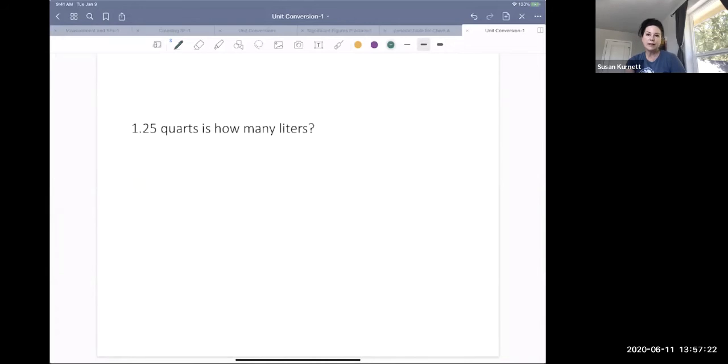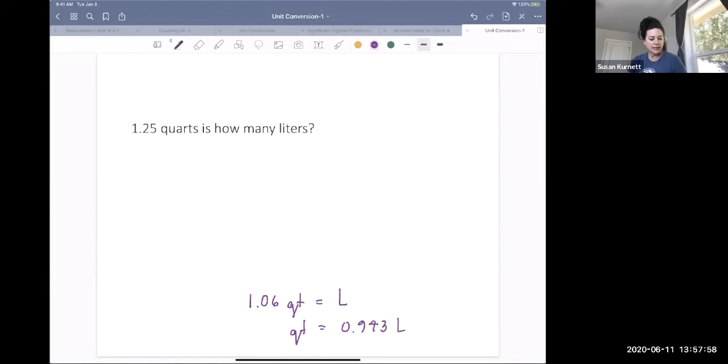Okay. So this one is quarts to liters, and those are both volumes. And we need something to get us from quarts to liters. So I have memorized, or it's on that page that you have, 1.06 quarts is a liter. But if I was to divide both sides by 1.06, I would get this. So those are both true.